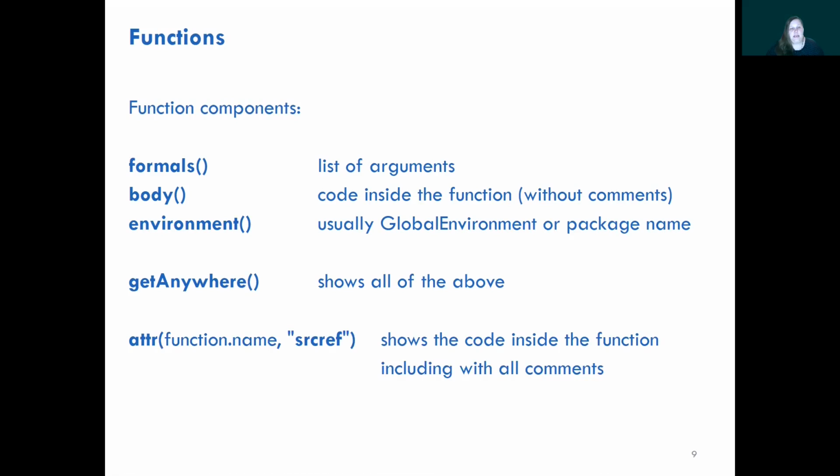There is also the function attributes, where you use the function name and then add the string srcref, which stands for source reference. This will show you the code inside the function the same way as the function body does, but it will also include all the comments. And if you write a function and save it as an R script outside of the script that you're currently using for work, you can use the function source, type in the name of the R script where you saved your function, and then call your function from this R script.